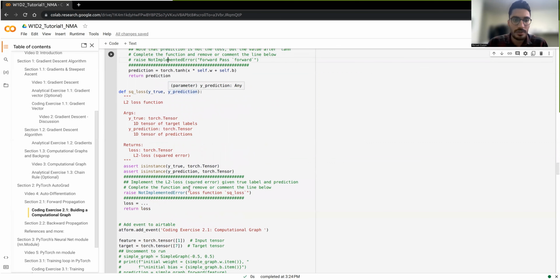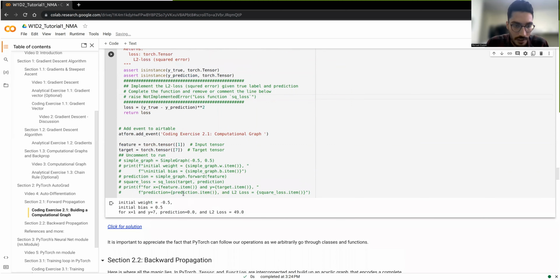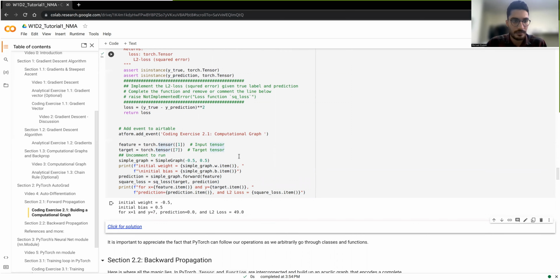For the loss function, we are using a squared error loss, or L2 loss, that is implemented by this line of the code. And again, comment the raise command. And at the end, we uncomment this part that uses the previous ones. Now we can execute the cell and see the result.